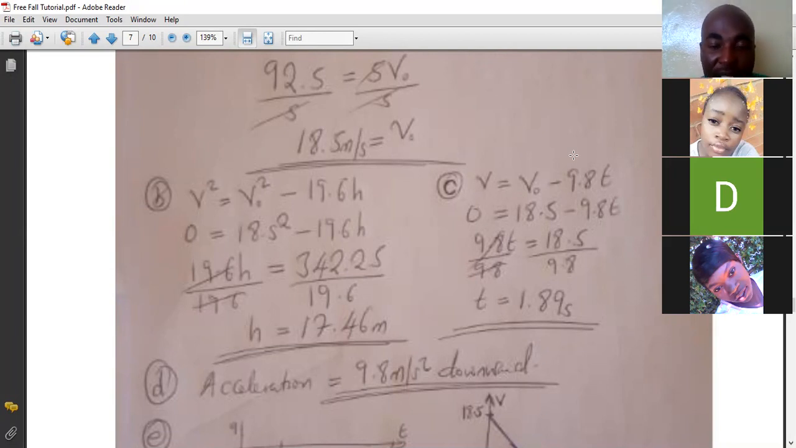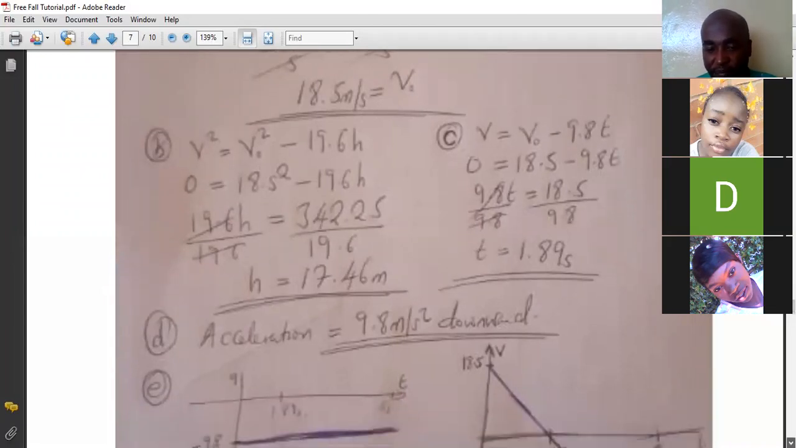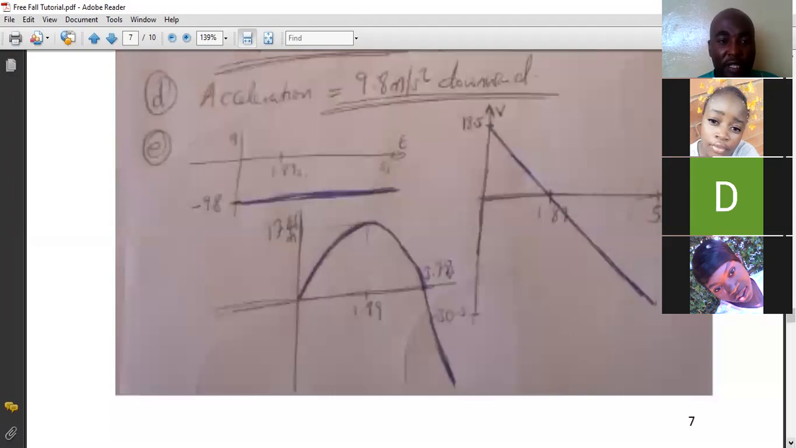This is the case. So when you find the maximum height, at the maximum height velocity is 0. So you say 0 equals 18.5 squared minus 19.6 h. Then you find what h is. So that's the maximum height. Then the tricky things now are the graphs, which are almost always the same.